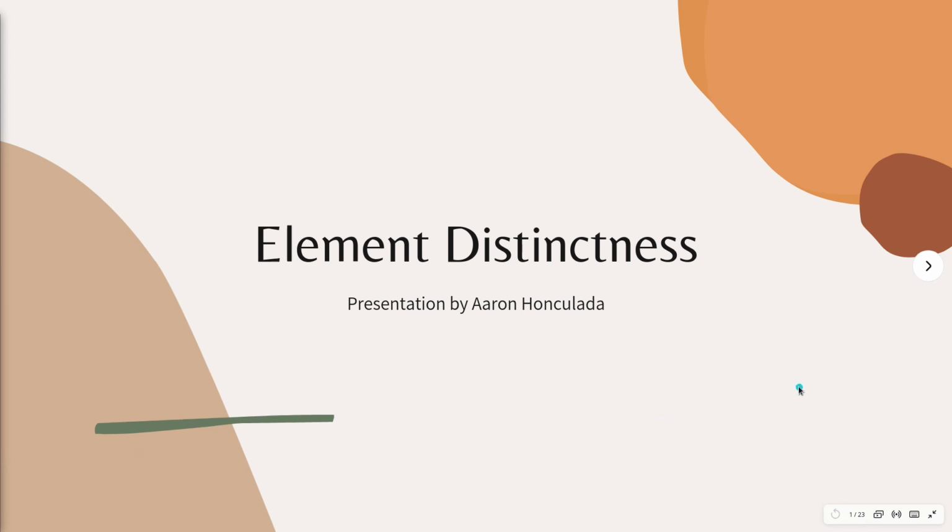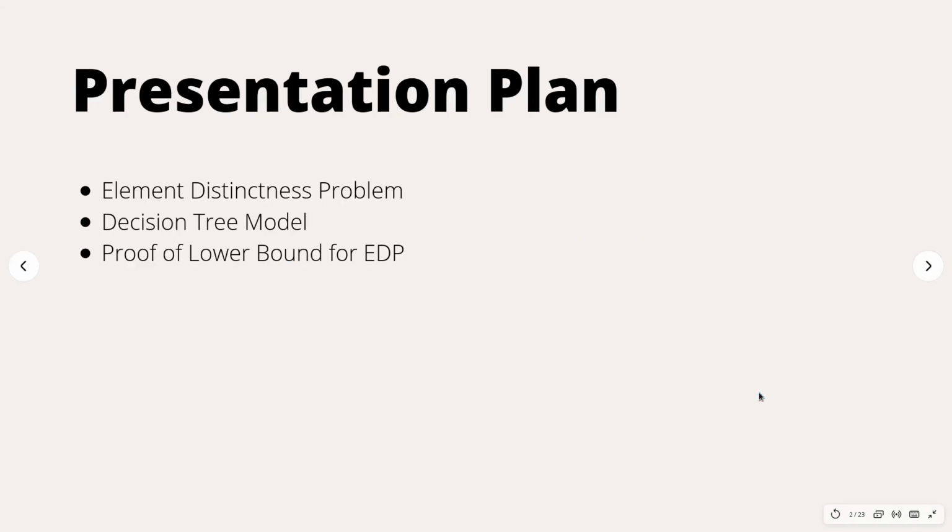This presentation is on the element distinctness problem. This is for COT 5405, Design and Analysis of Algorithms. Our presentation plan is to briefly introduce the element distinctness problem. We'll give a small example of a decision tree model. And finally, we will prove the lower bound for the element distinctness problem.